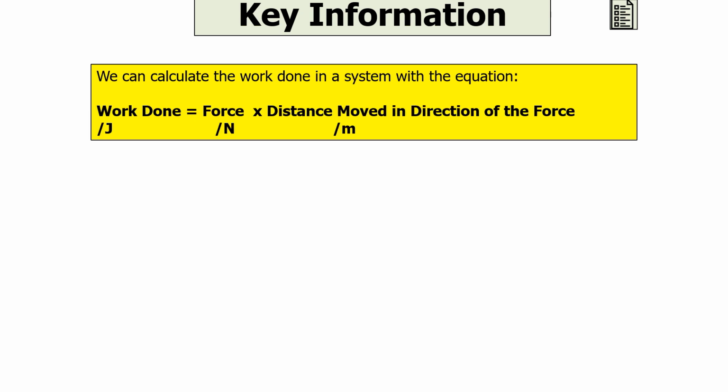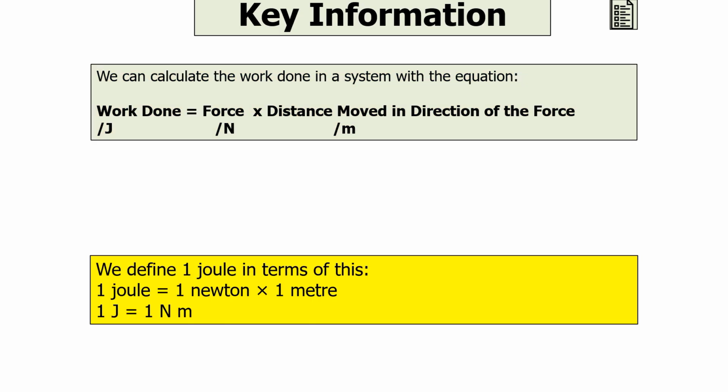So we can calculate the work done in a system with the equation: work done in joules is equal to the force in newtons times the distance moved in the direction of the force in meters. Now we can define 1 joule in terms of this. 1 joule is therefore 1 newton times 1 meter. So 1 joule is 1 newton meter.